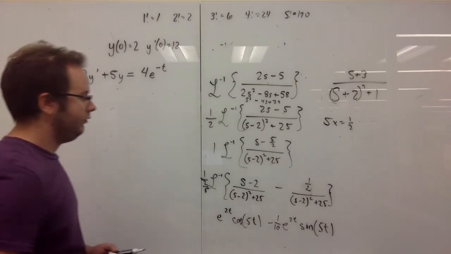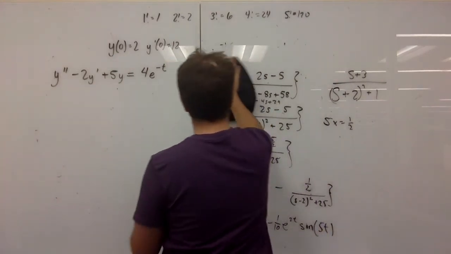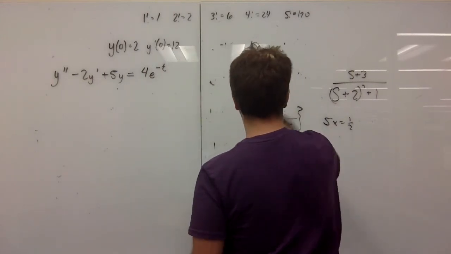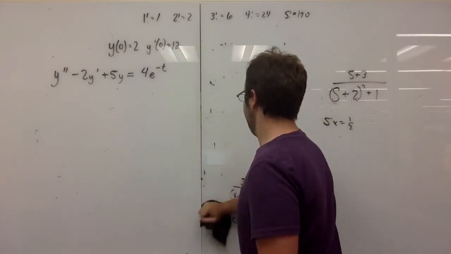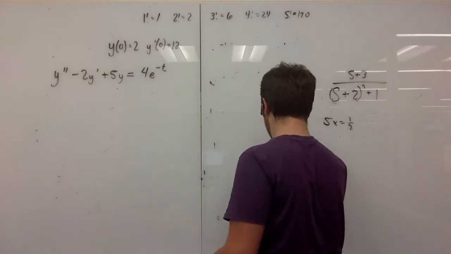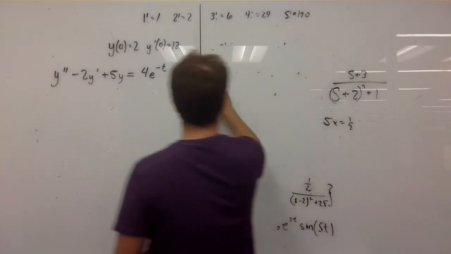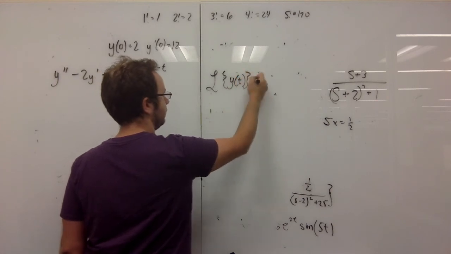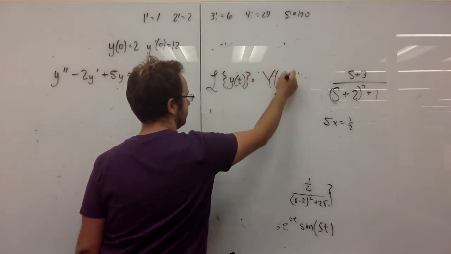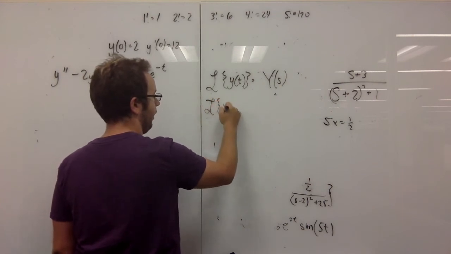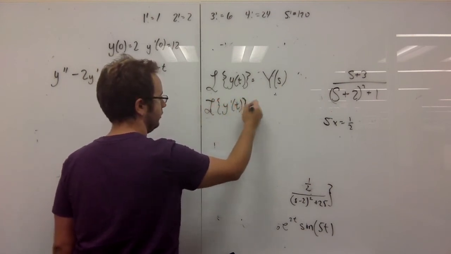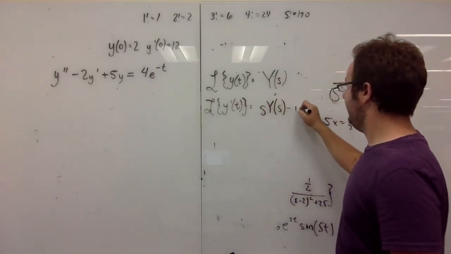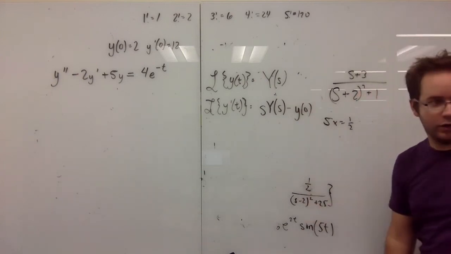Some other rules we need to know, we didn't really quite talk about, but there's just two more. It's how to take the Laplace transform of y prime and y double prime. When we solve these differential equations using Laplace transform, we're going to call the Laplace transform of y of t, or just y, capital Y of s. The Laplace transform of y prime of t would be sY of s minus the value of the function at 0, minus y of 0.